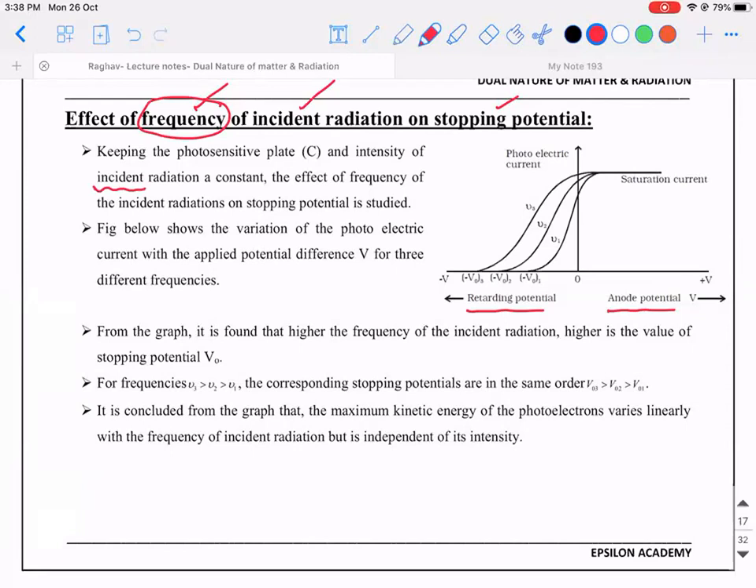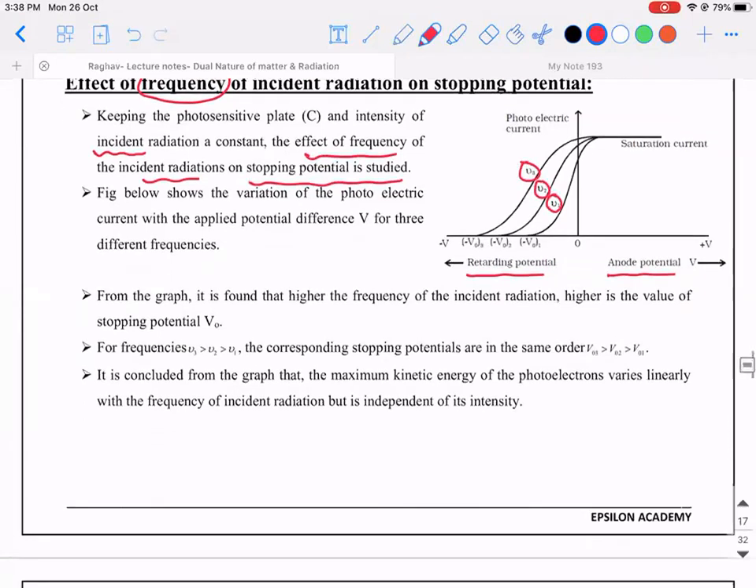Read out: keeping the photosensitive plate and the intensity of the incident radiation constant, the effect of frequency of the incident radiation on stopping potential is studied. The figure shows the variation of photoelectric current with applied potential difference V for three different frequencies. See here, there are three frequencies, nu1, nu2 and nu3, that are applied, where nu1 is less than nu2 is less than nu3. If you take only one particular graph, that is when you try to observe the variation.